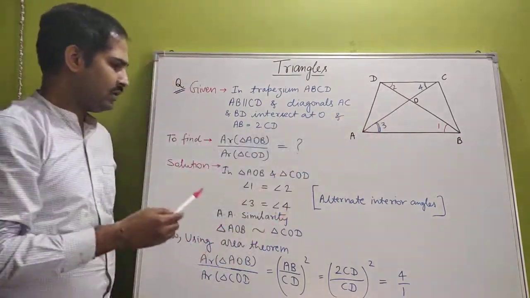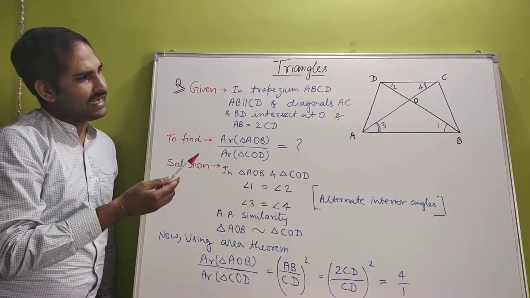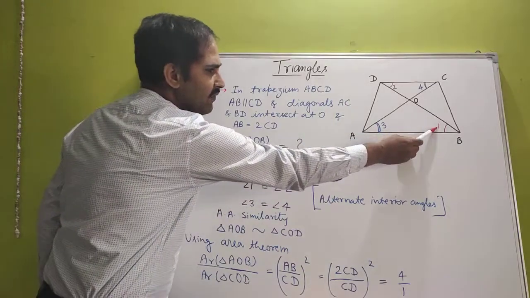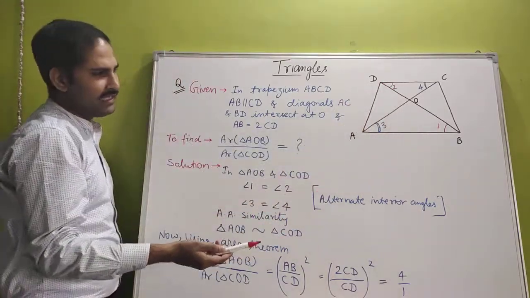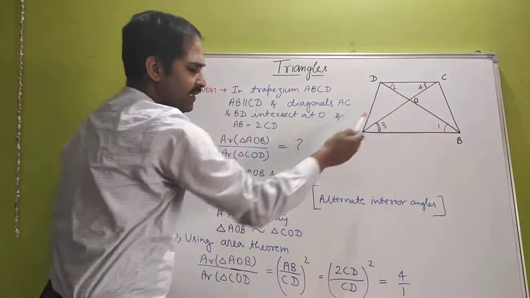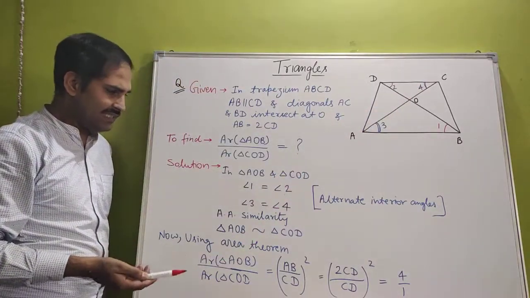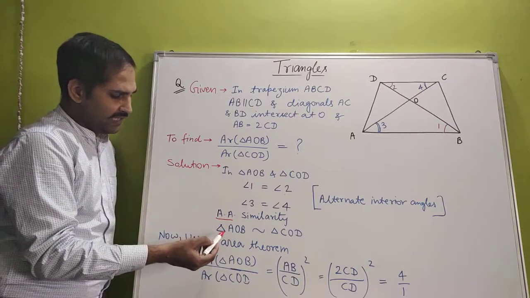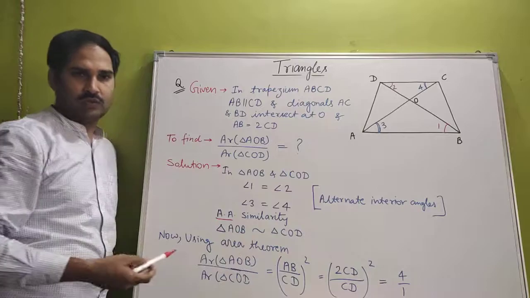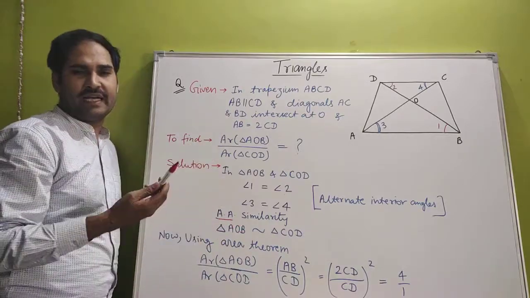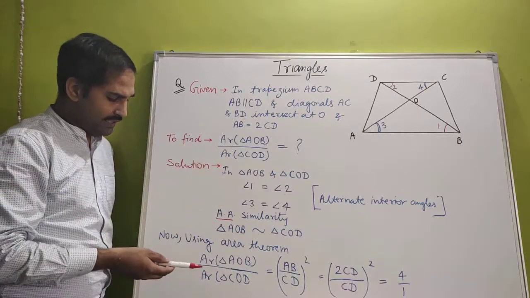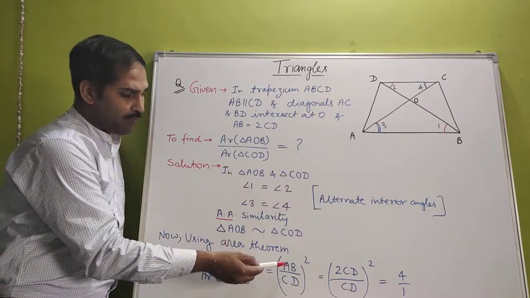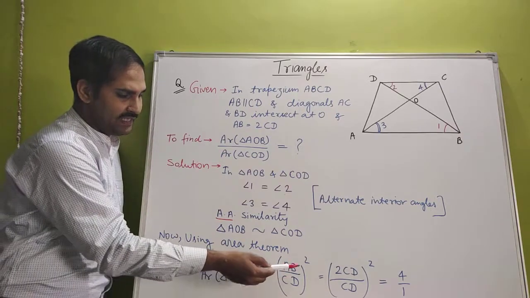and COD. First of all, in triangles AOB and COD, angle 1 is equal to angle 2, alternate interior angles, and angle 3 is equal to angle 4, also alternate interior angles. So by AA similarity, triangles AOB and COD are similar. As the triangles are similar, we can use the area theorem, according to which the ratio of the areas of these two triangles is equal to the square of the ratio of their corresponding sides, that is (AB/CD)².